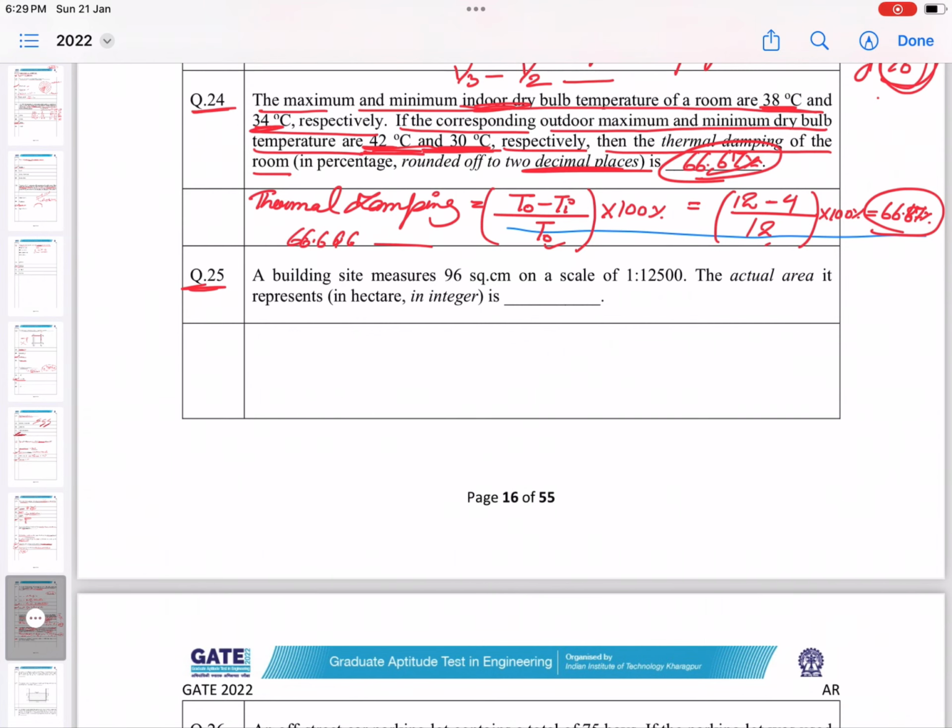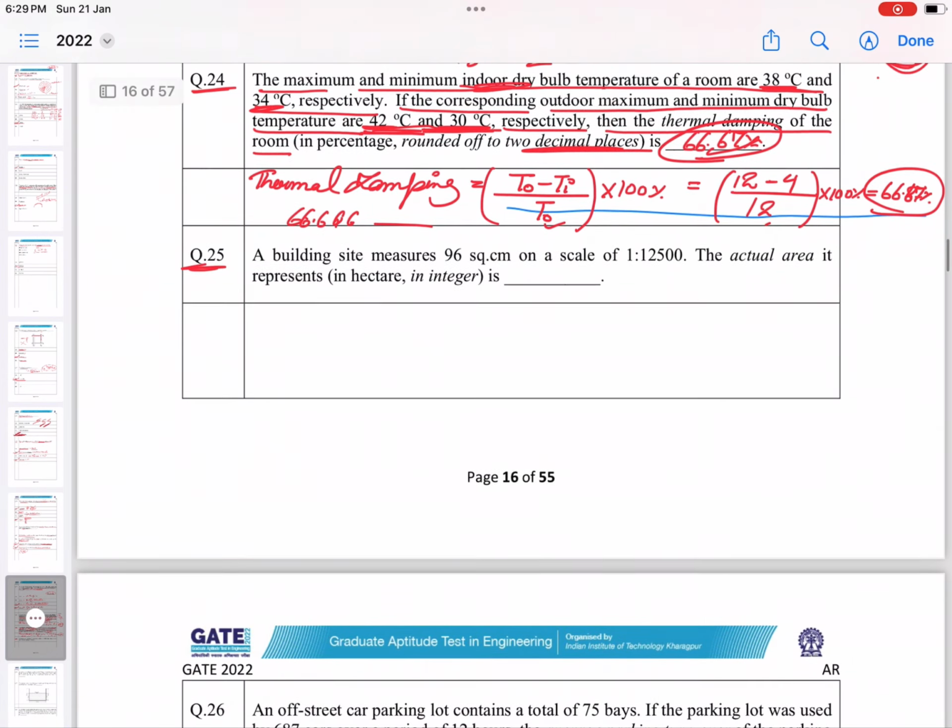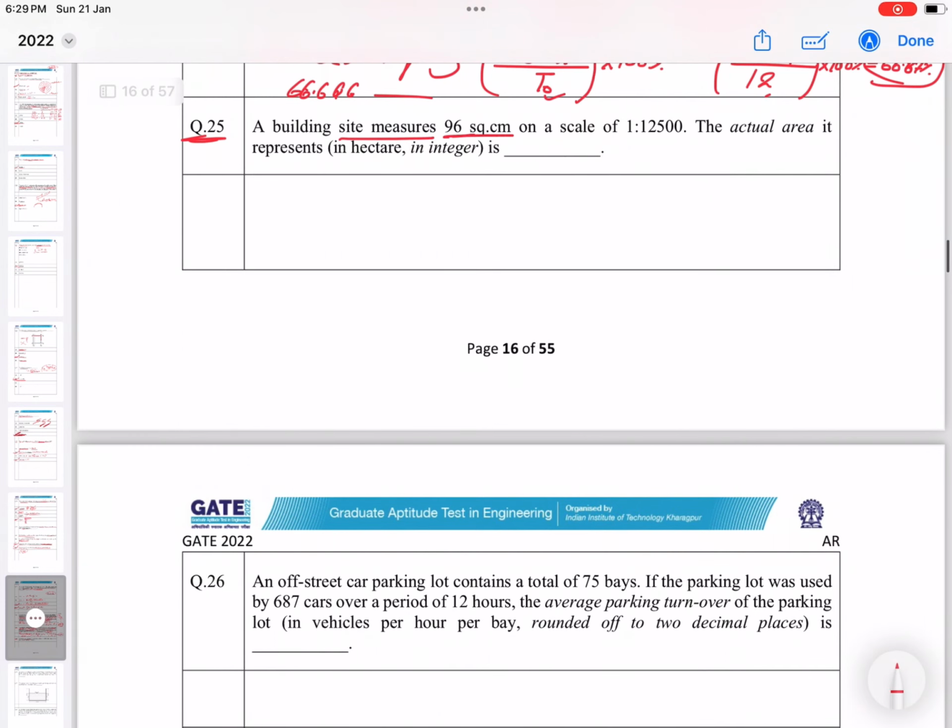Now coming to question number 25. There they are saying a building site measures 96 centimeter square on a scale, and they have mentioned the scale as well, which is 1:12500. The actual area represented in hectare. So this is a very easy question. What you have to do is multiply. First you have to take this area and break it into length and breadth. So how can you do it?